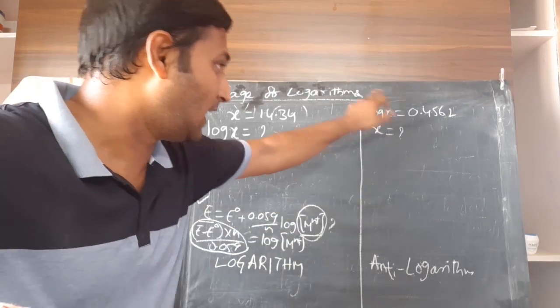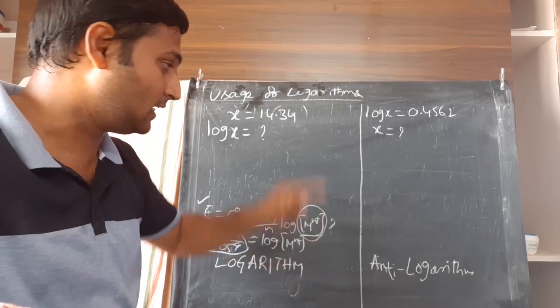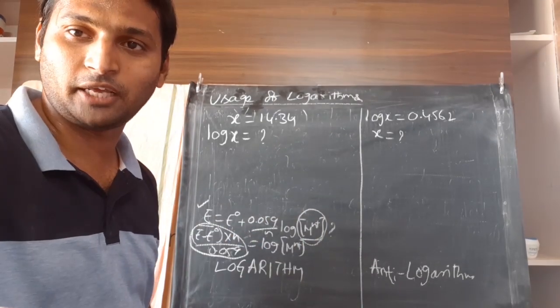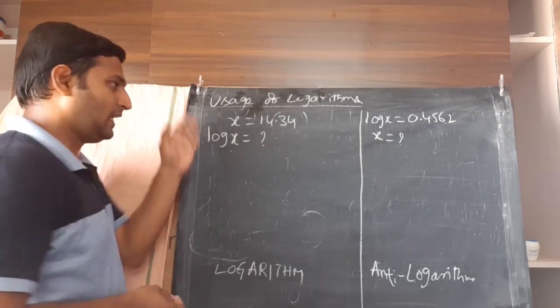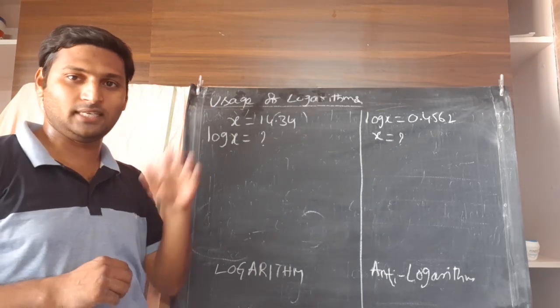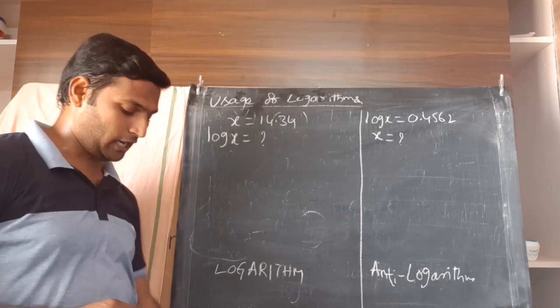From the formula, I got log of x, but I need to give the value of x as the final answer, then use the anti-logarithm table. Let's come to how to use it. Let me take these examples only. Say, x is equal to 14.34, I want to find log x.